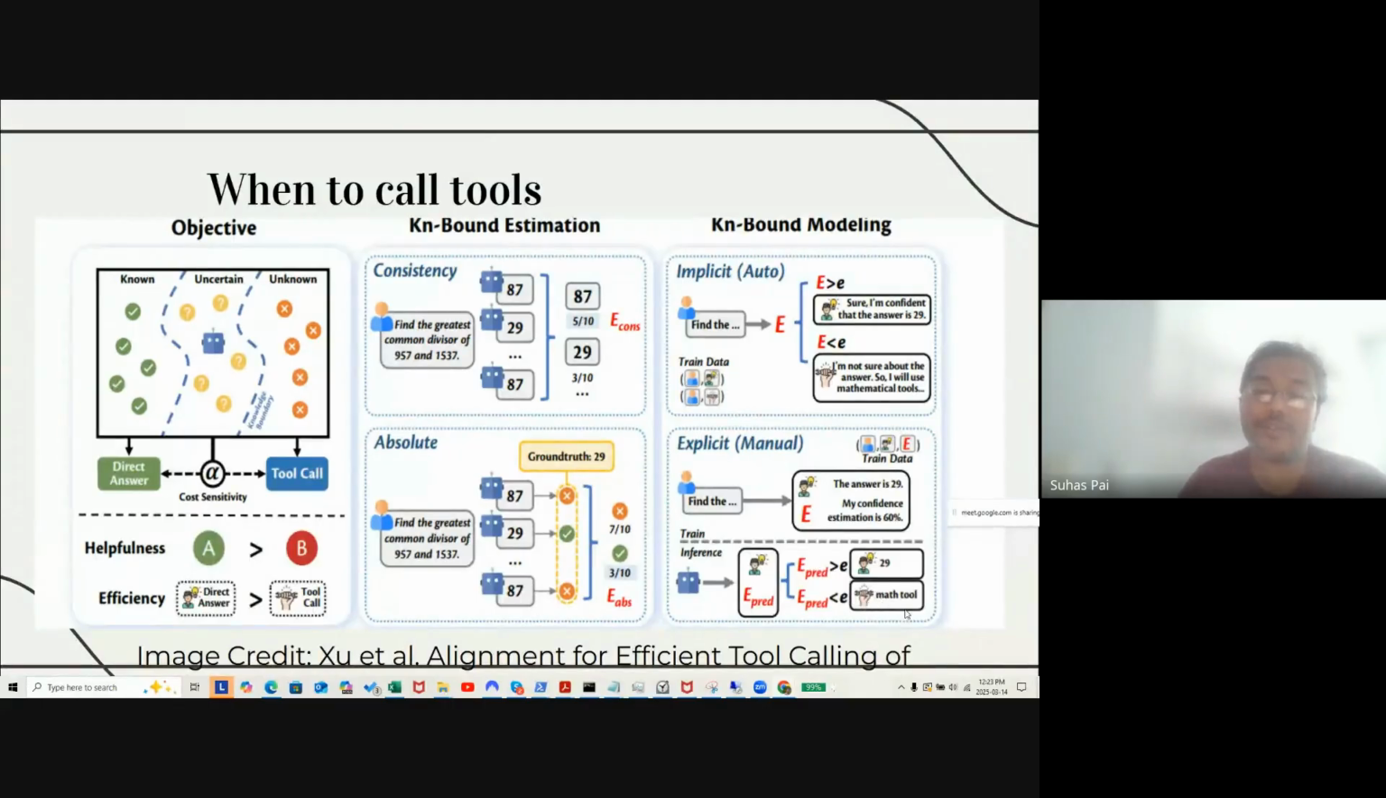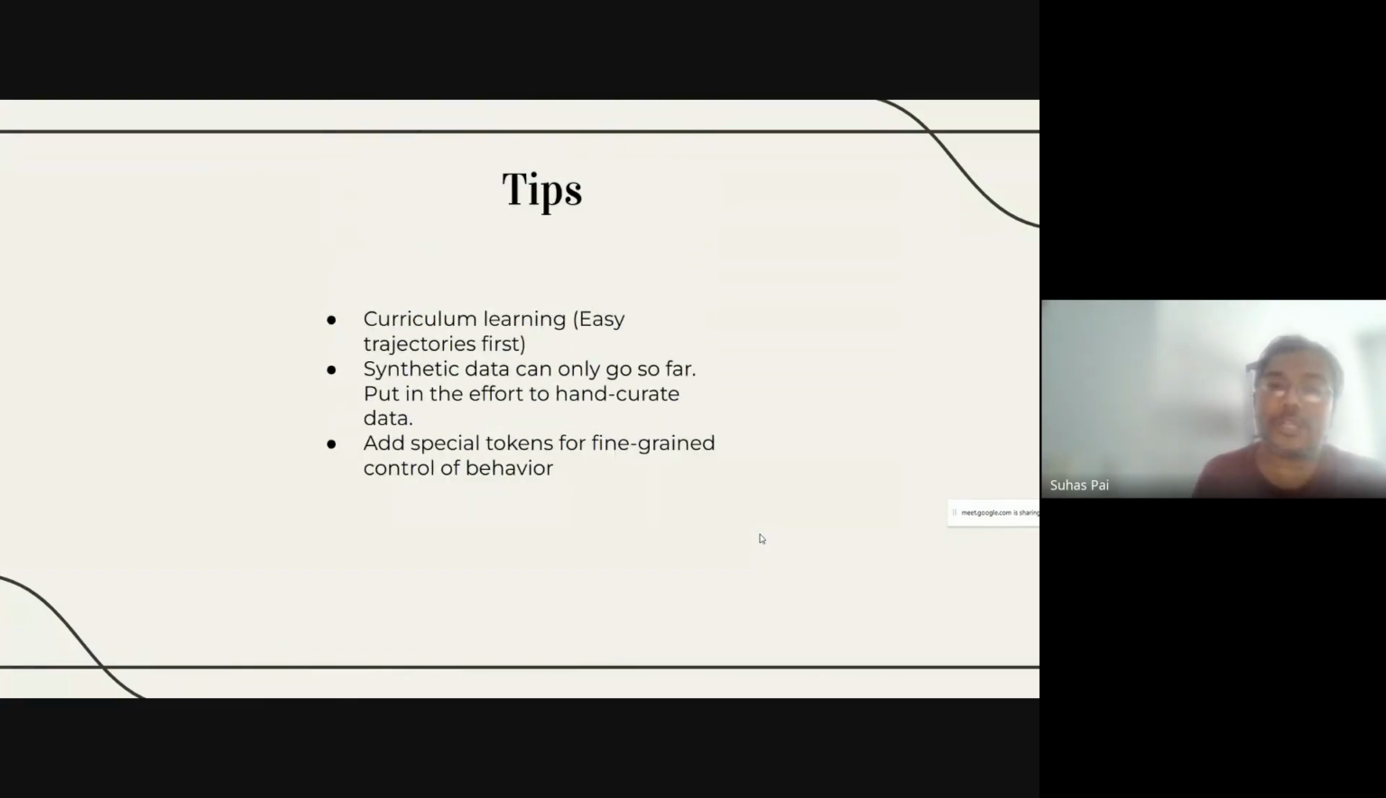Otherwise, it starts calling tools. I think this one is a little risky because it's not exactly calibrated. The 60%, it's hard to get that bounded number and so on. So anyway, some tips that I think work well for us. Interestingly, curriculum learning: first, starting the fine-tuning with simple trajectories, and then the later part of the tuning has more complex trajectories. Synthetic data doesn't.